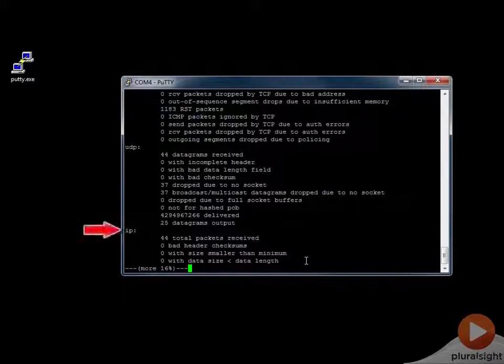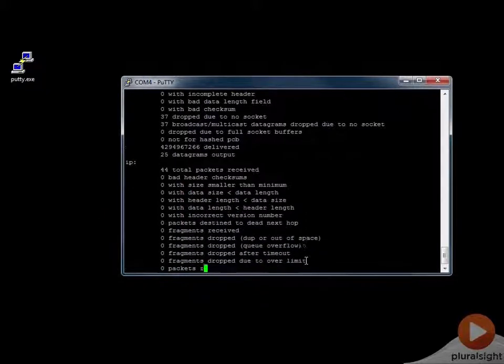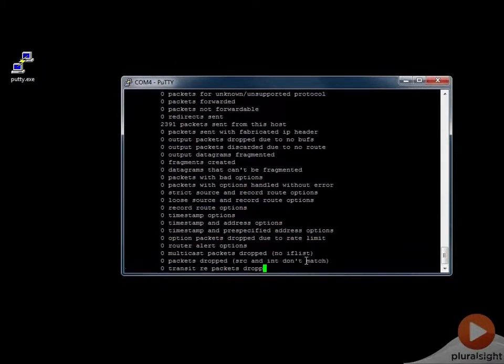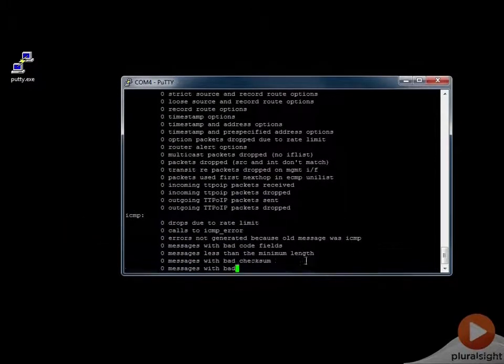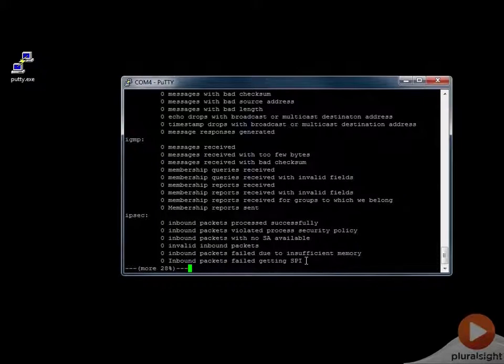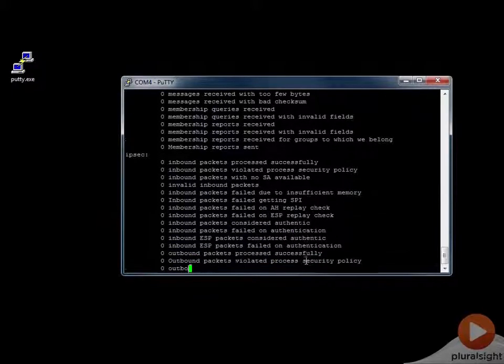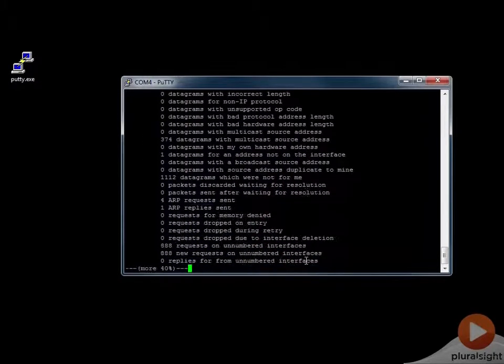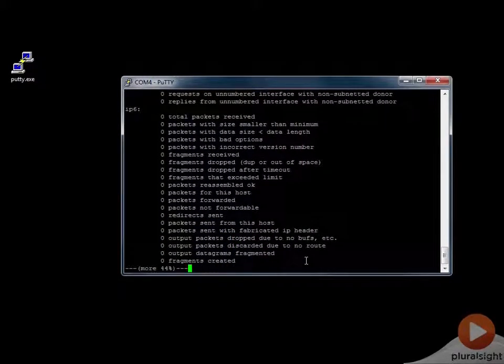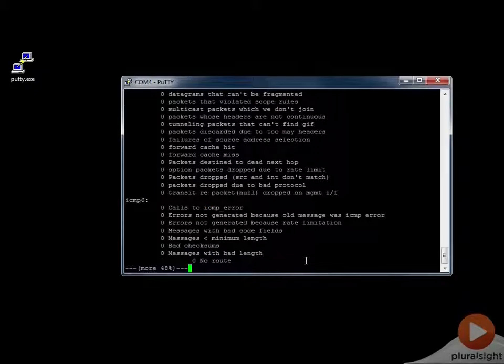We also have IP. This is going to show some more protocols here. We have ICMP. This is pings, basically. It's going to show any pings that are coming or going. And we have IGMP. We have IPsec if you have any tunnels running. We have ARP requests, IP version 6, ICMP version 6, and it goes on.